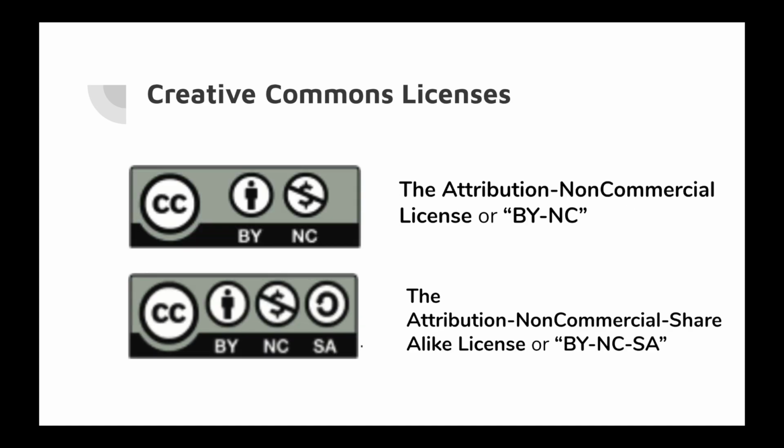The Attribution Non-Commercial License, or BY-NC, allows individuals to use the work as long as they give credit to the creator and as long as they are not using the work for profit. The Attribution Non-Commercial Share Alike License, or BY-NC-SA, allows individuals to use the work as long as they give credit to the creator, as long as they share any adaptations with the same or compatible license, and as long as they are not using the work for profit.